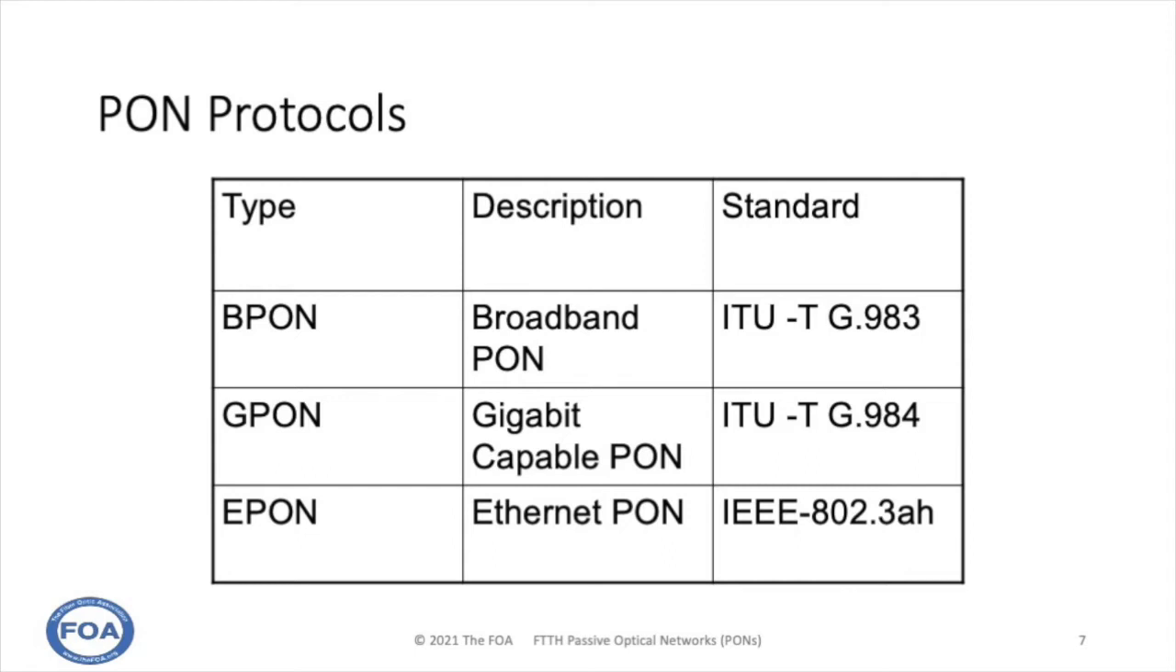EPON is an Ethernet PON which comes out of the IEEE and is based on pure Ethernet protocols, but is not as widely accepted as the GPON networks.